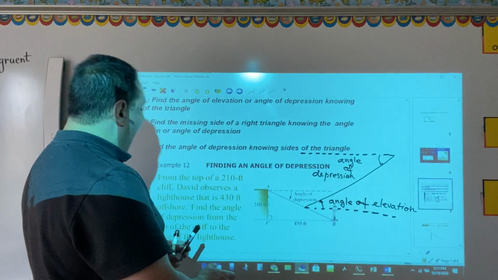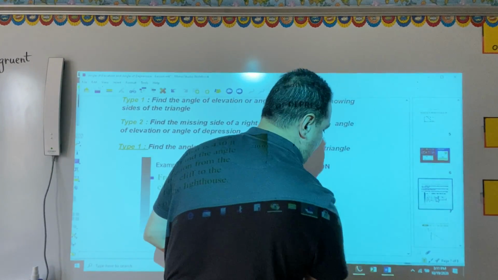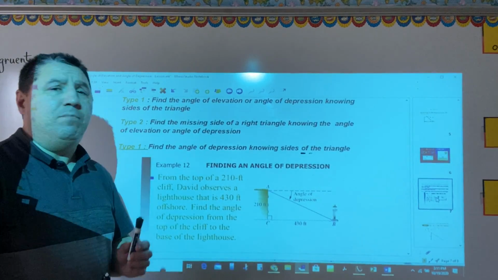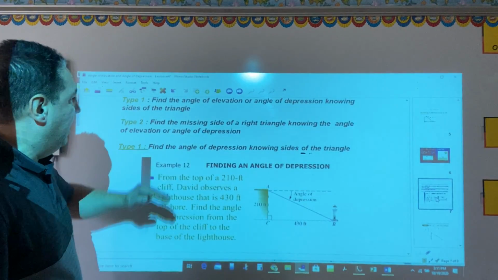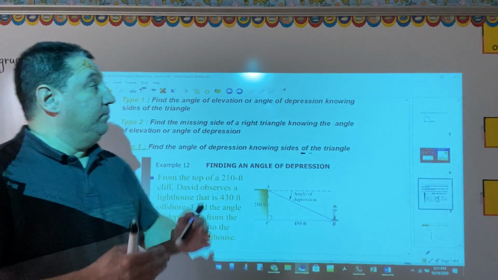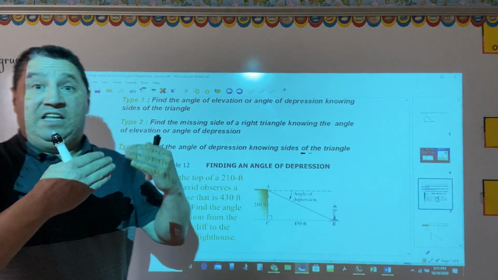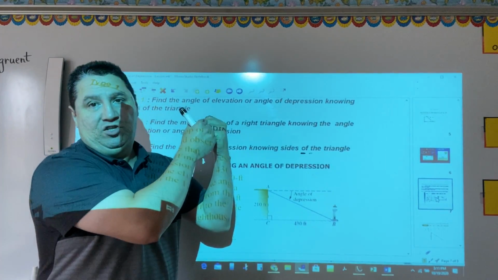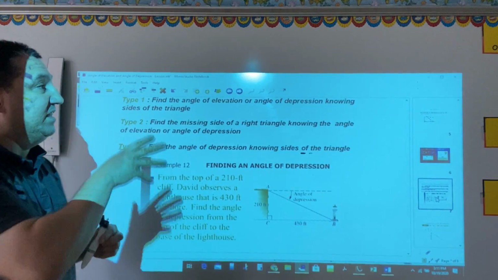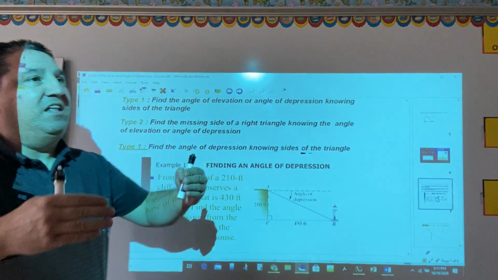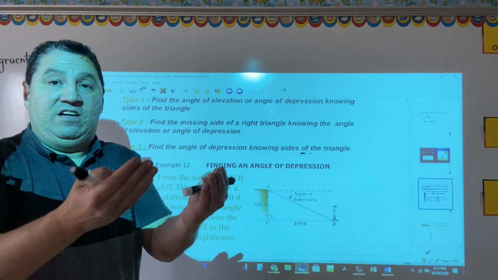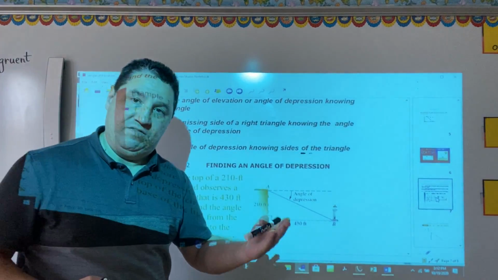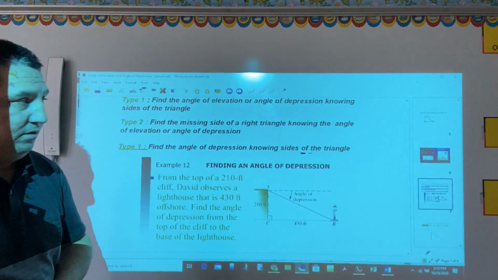Now, when we deal with angle of elevation and angle of depression, we have basically two types of problems. Type 1, when the sides of the triangle are given and we need to find the angle of elevation or depression. That's the first type. The second type is to find the missing side of a right triangle when the angle of depression or angle of elevation is given.